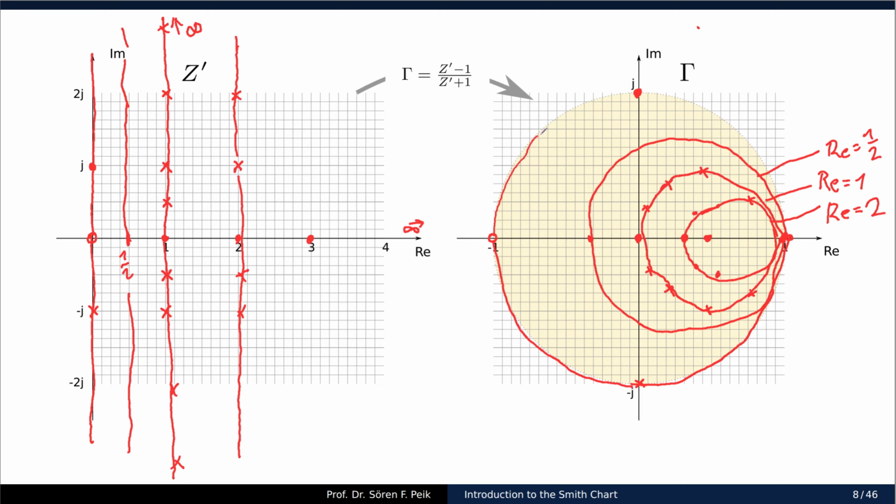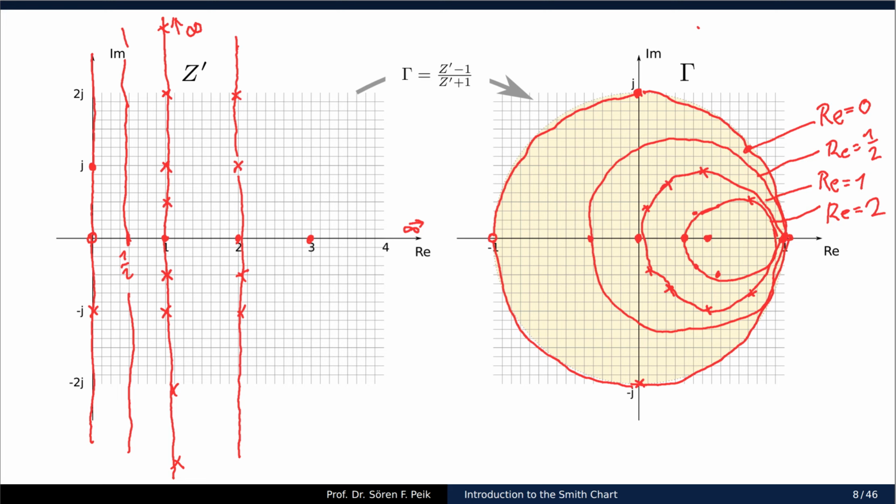So this outer ring describes reflection coefficient, so the magnitude of 1, which relates to impedances with the real part of 0. No real part, no power consumed. That means everything is reflected.